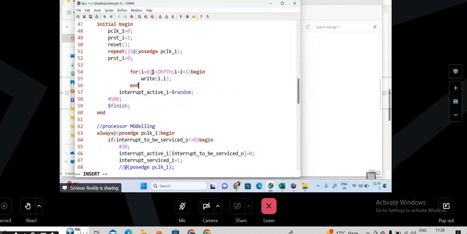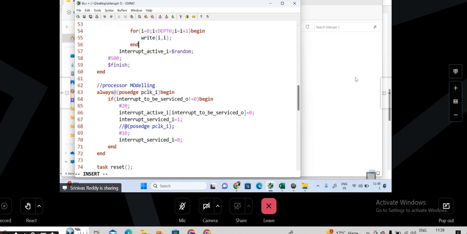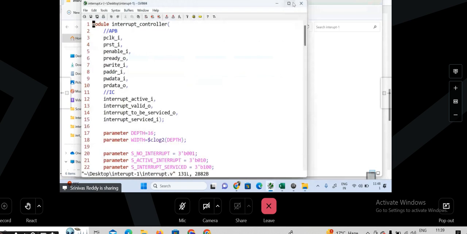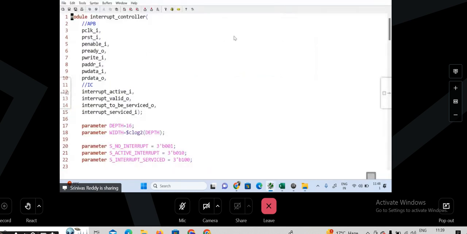In this case, what we are doing? We are checking if interrupt service is equal to 1. If this is equal to 1, what am I doing? Valid is equal to 0. Interrupt to be served is equal to 0. Highest peripheral is equal to 0. Priority value is equal to 0. Else, if my interrupt active is not equal to 0, I'll go to this state, making flag to 1, or else I'll go to this state. Then I'm going to end the case. Then always next state is equal to next state.